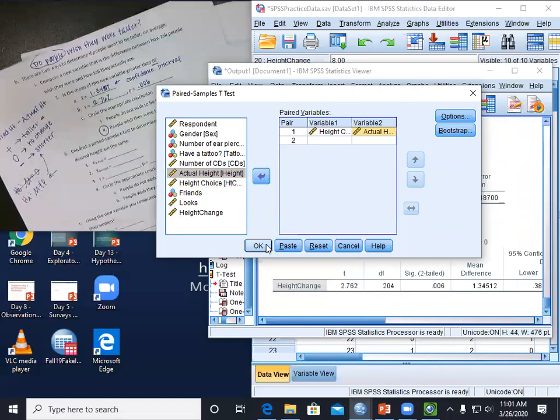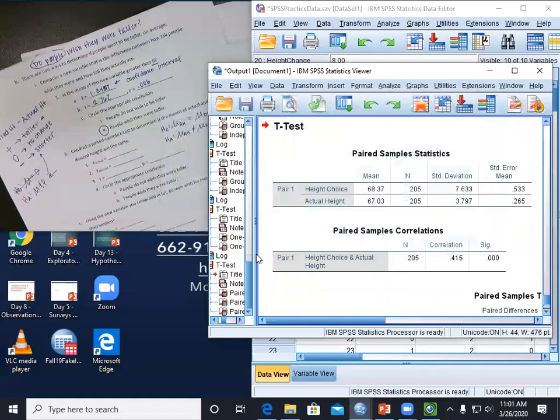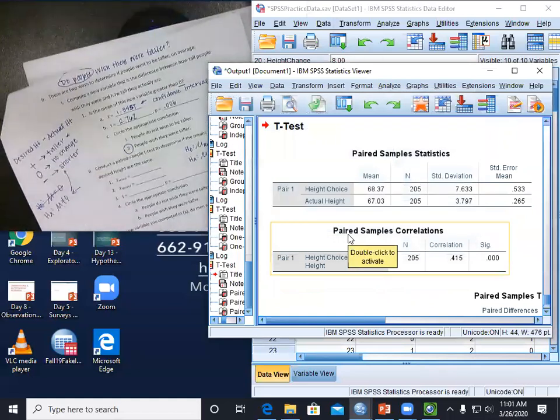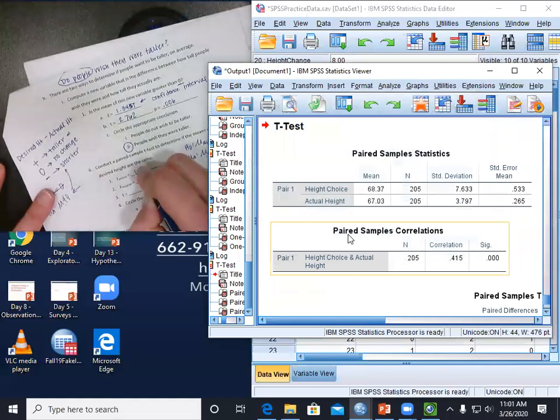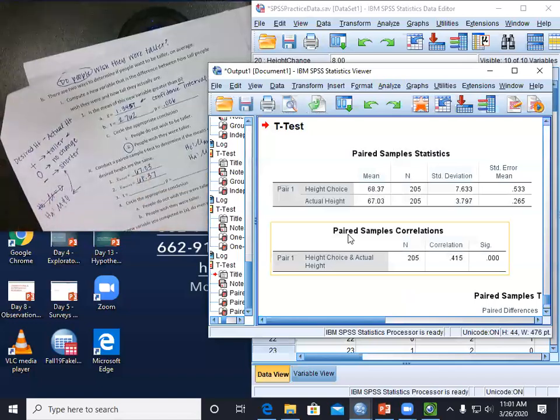We're going to press OK. That's it. This second line opens, but you don't have to put anything there. We're going to click OK. So in our descriptive statistics, we can see that their mean actual height is 67.03. Their mean desired height is 68.37.